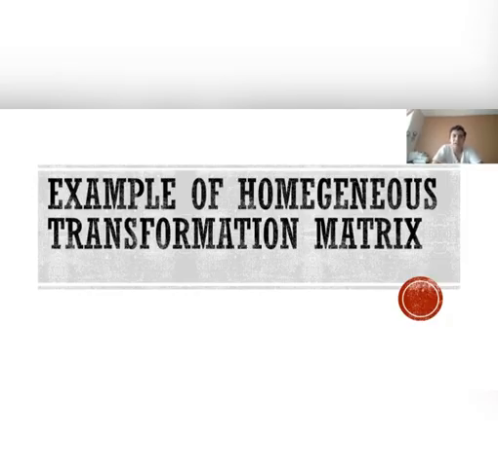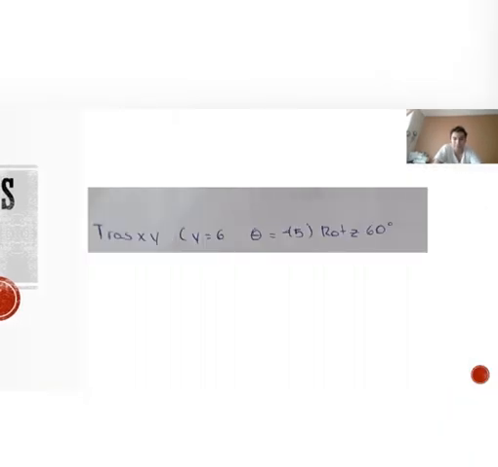Hi, my name is Sebastián Monroy Valdez, and I'm going to explain to you the example of the homogeneous transformation matrix. Well, this is the example, and we have a translation in x and y. We have the value of y and the angle of the translation, and we can notice that the rotation is in z of 60 degrees.